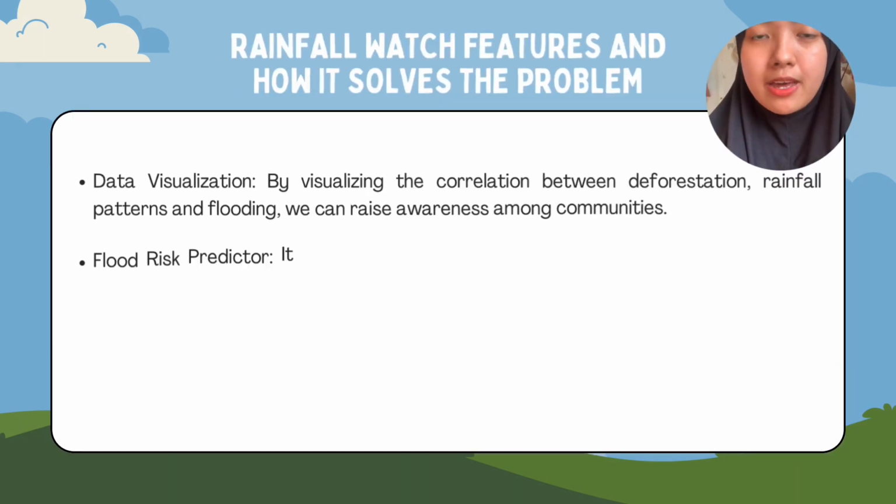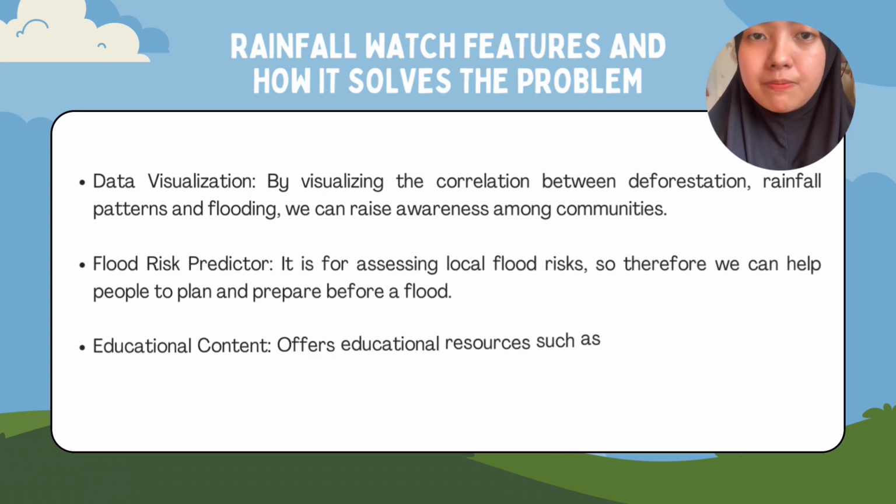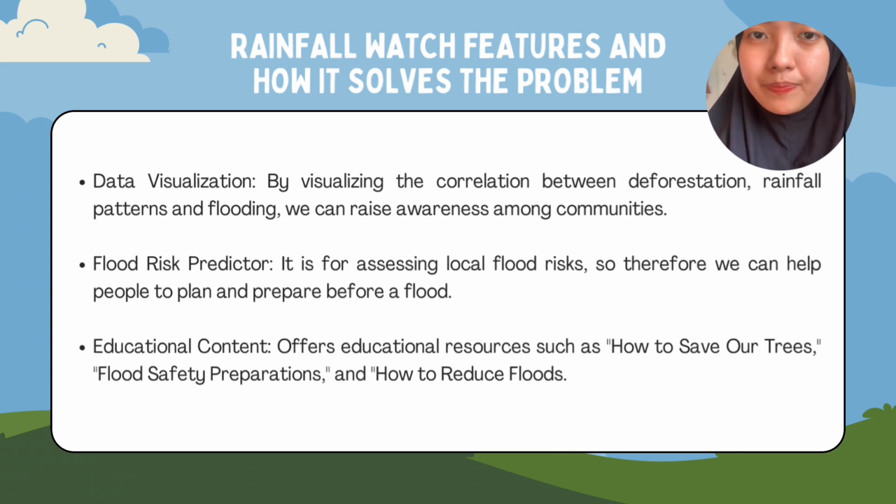Landscape Watch project has several features, and I will explain how it solves the problem. The first feature is we have data visualization. By visualizing the correlation between the deforestation, rainfall patterns, and flooding, we can raise awareness among the communities. People can more understand how the flood happened and how to reduce the flood.